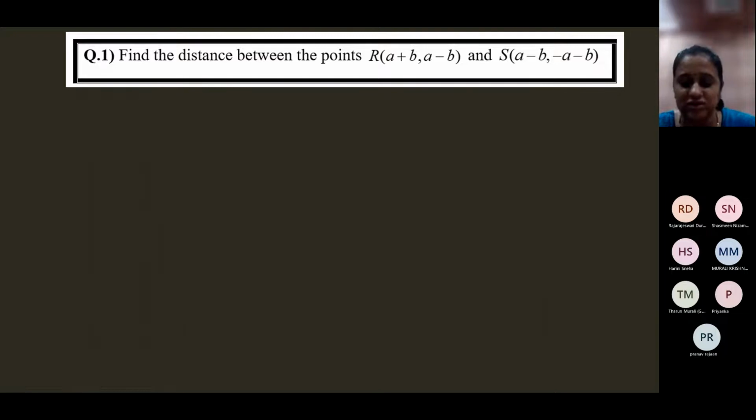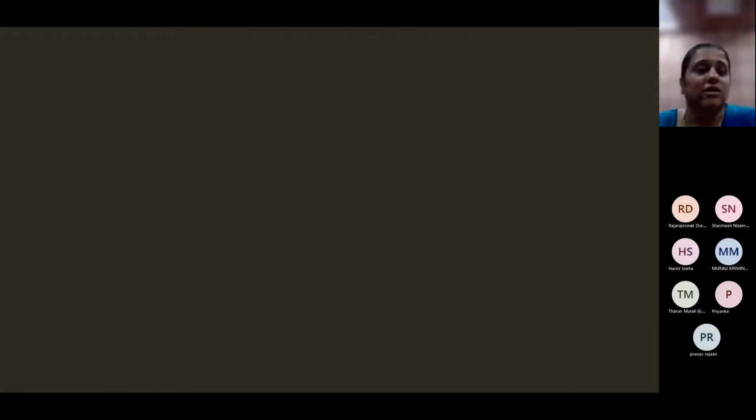I'll give you the introduction to the chapter. We'll see the answer later. So I'll give the introduction to the chapter. First is the distance formula.